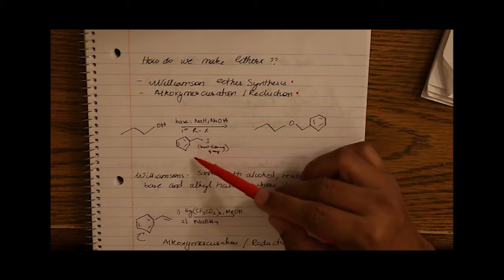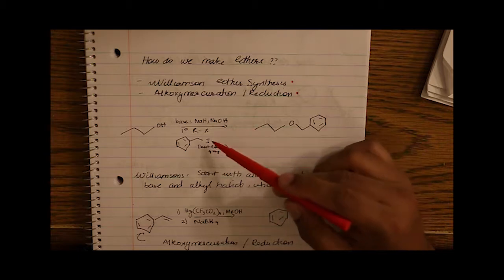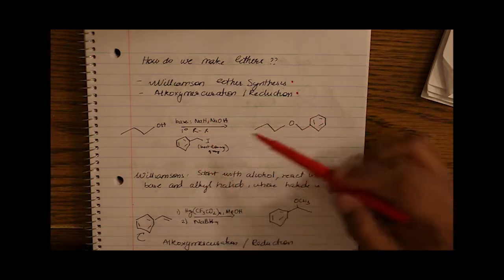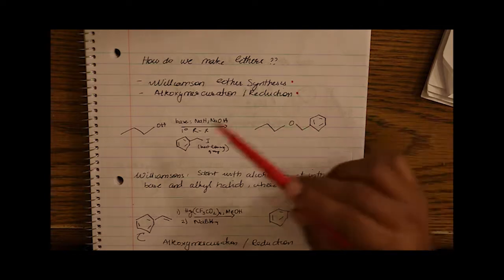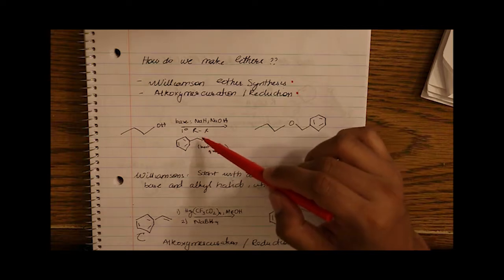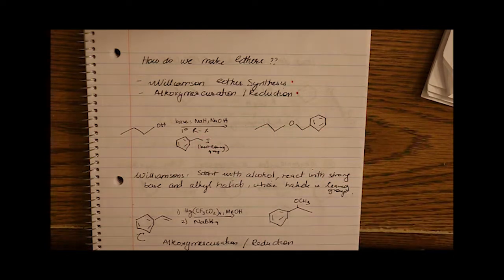In this case we have benzyl iodide, I think it's called. So the iodine is the leaving group. So you see we still maintain the O, the H leaves, and we just add this compound on here. So we wind up with an ether.